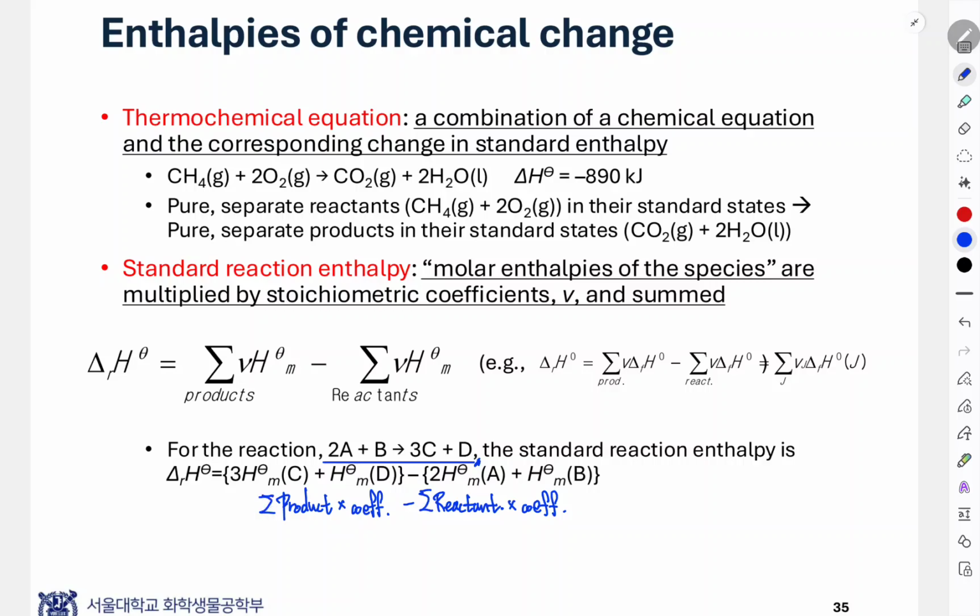As you can see, the stoichiometric coefficient is 3 for C, the product, plus the molar enthalpy for D, and we subtract 2 times the molar enthalpy of A and then B. So this standard reaction enthalpy means that this value is per 2 moles of A and per mole of B and per 3 moles of C or per mole of D. The thermochemical equation directly ties the value to a specific reaction as written, while the standard reaction enthalpy expresses the enthalpy change per mole of reaction under the standard condition and can be scaled. So those are the differences between these two ways.